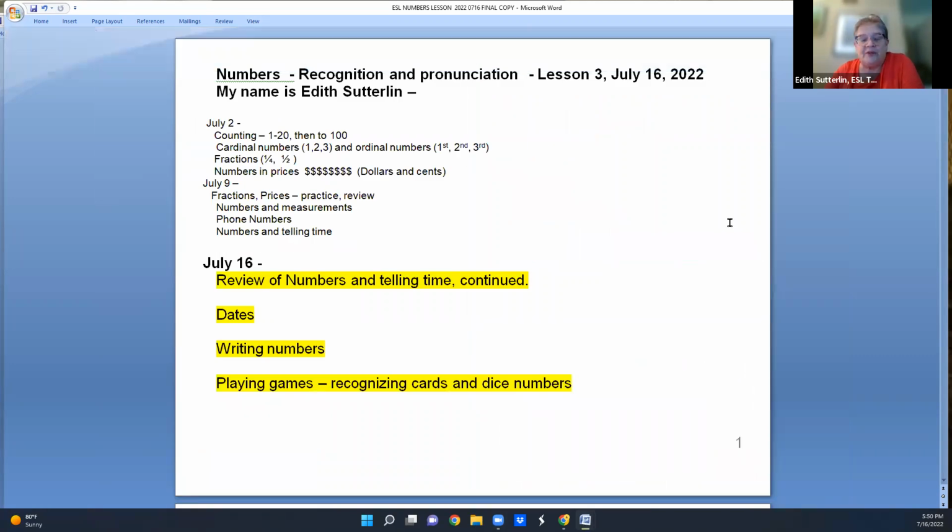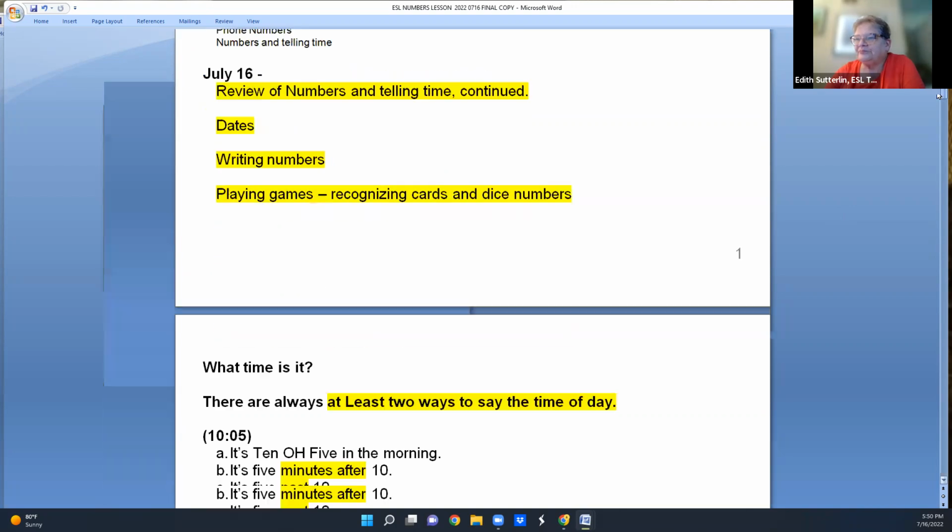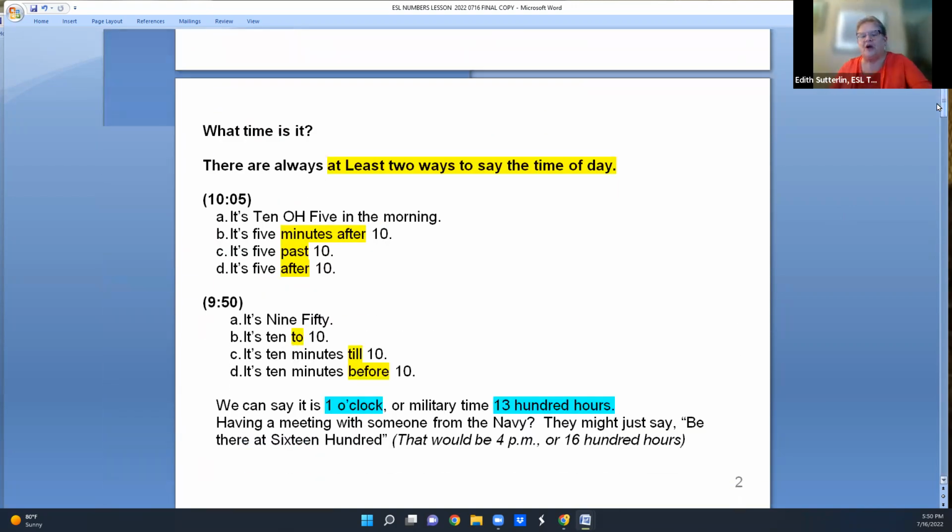Today we're going to review numbers and telling time. We're going to talk about numbers as dates, a few simple rules, beginning rules for writing numbers, and then playing games, how we recognize card numbers and dice numbers, and how we say those in English as well. We'll start with reviewing time, the time of day.